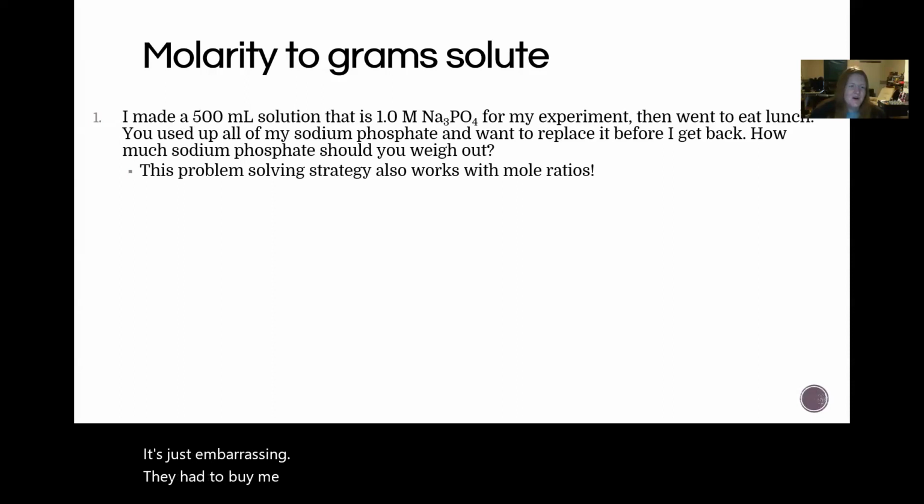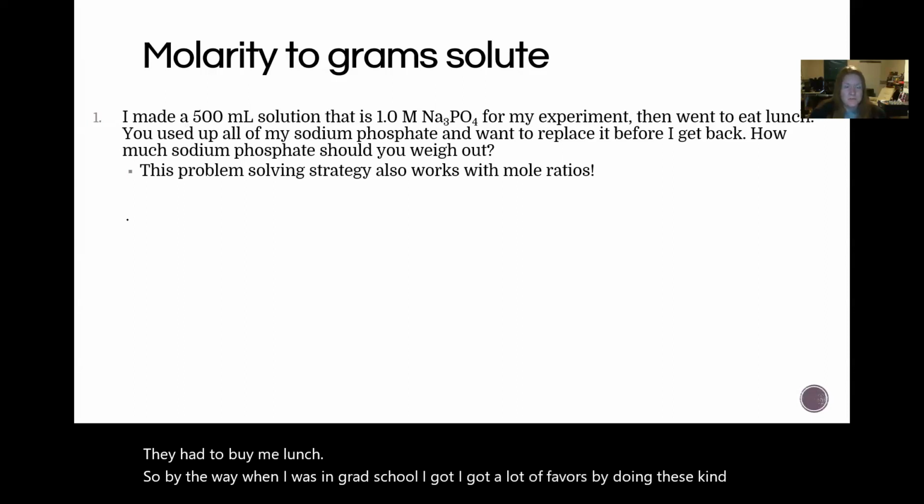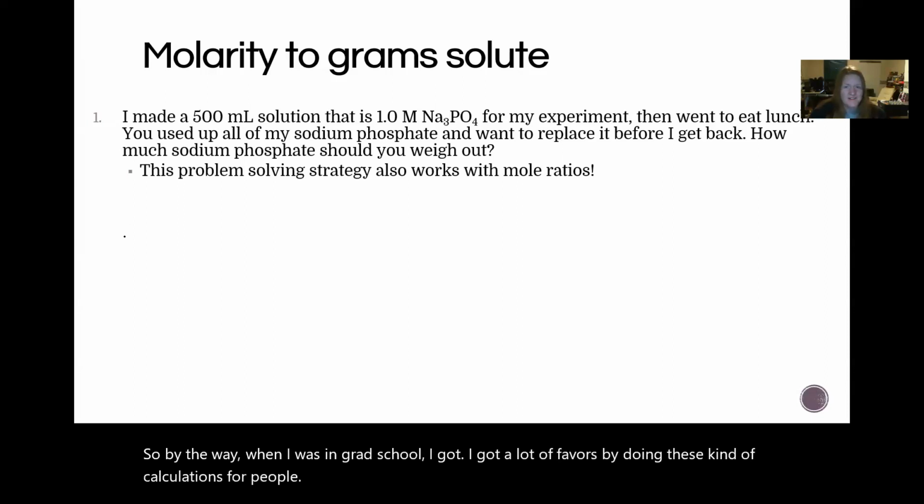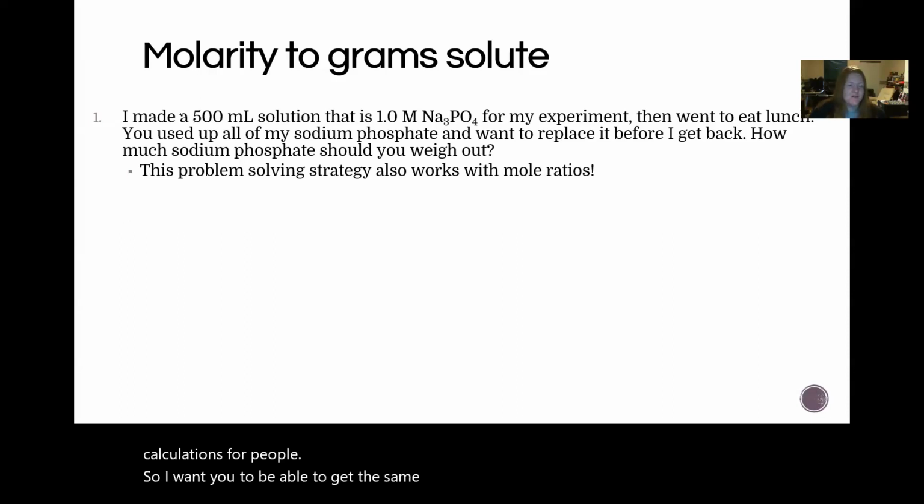Okay. So, by the way, when I was in grad school, I got a lot of favors by doing these kind of calculations for people. So I want you to be able to get the same advantage should you choose that path.